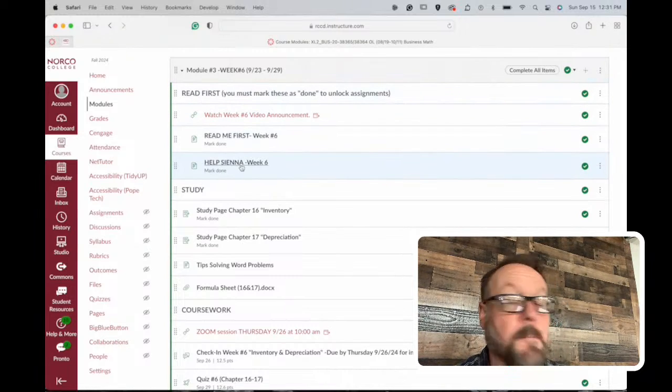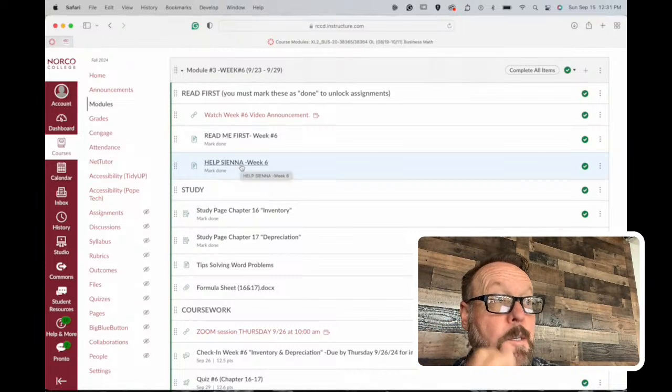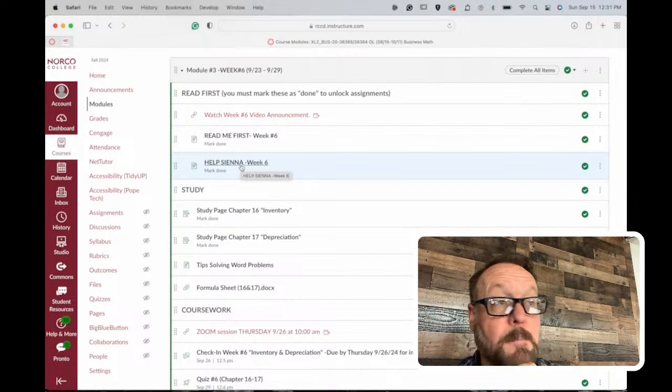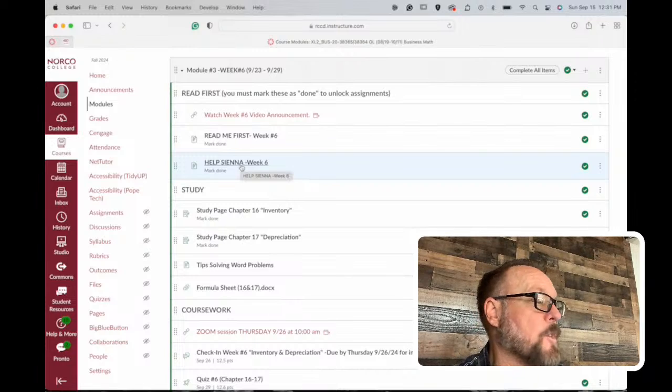There's a read me first and a help Sienna that you need to mark as done before you can do any of the coursework. So make sure you read those. It explains what annuities are. It explains mortgages. It also shows you how you can help Sienna in these same 2 areas.